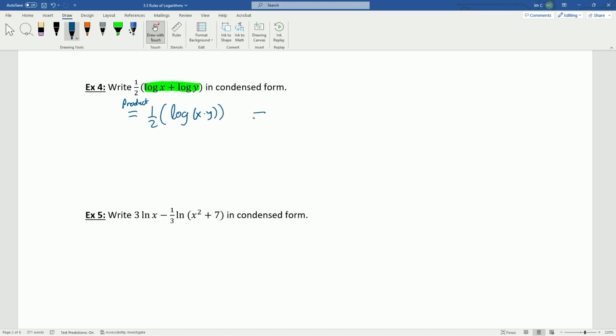And now I can apply the power property. Move the 1/2 into the power position. And this is log of xy to the 1/2 power. Now I'm fine with this, but oftentimes you'll see it written as log of the square root of xy. And now we're done.